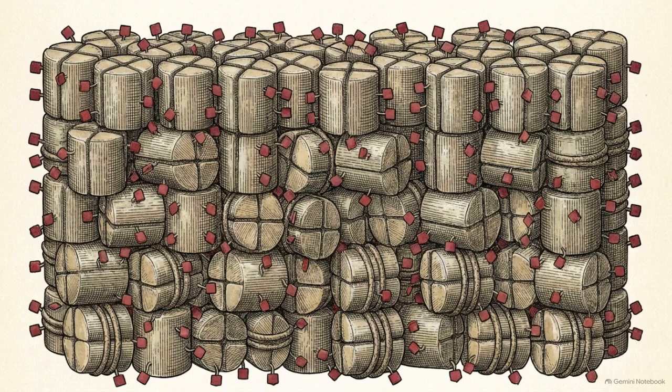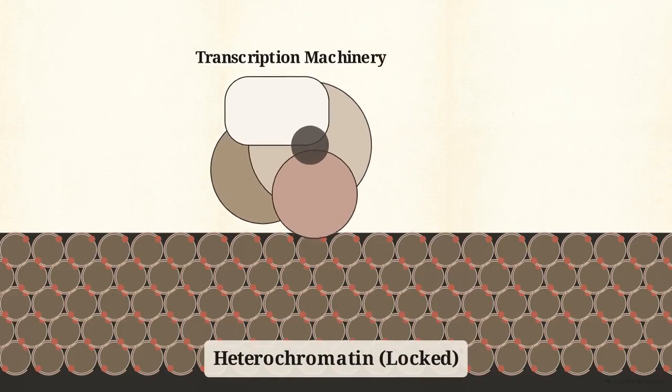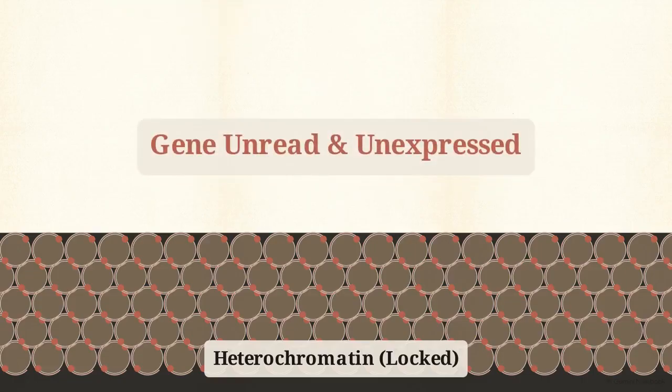If those same nucleosomes are methylated instead, the region is compressed. When the local chromatin is locked tight, the bulky transcription machinery literally bounces off the exterior. The gene remains unread and unexpressed.